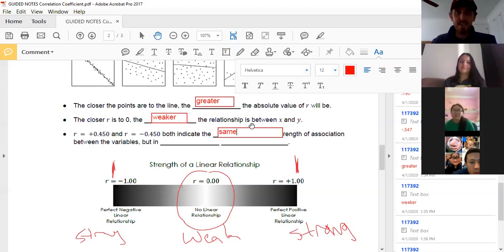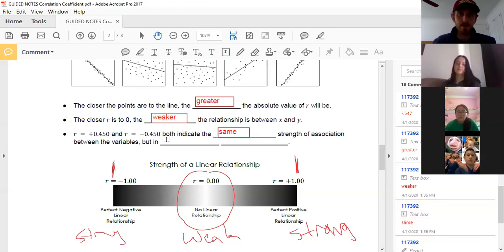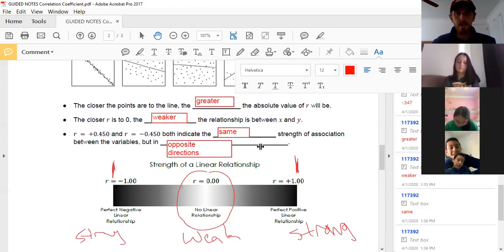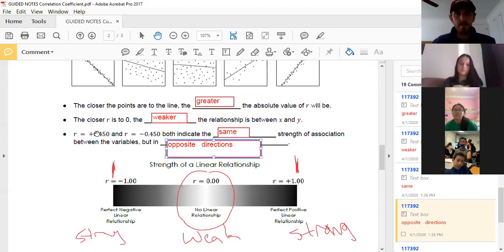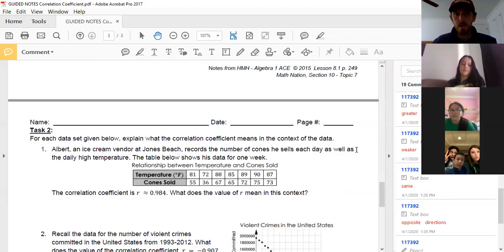So they do indicate the same strength, right? Because they're both, like you guys just said, 0.45 away from 0, but in opposite directions. So we got a positive sort of weak one. We got a negative sort of weak one. Questions?